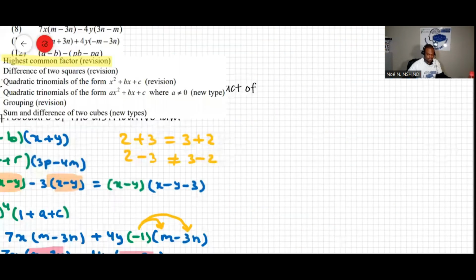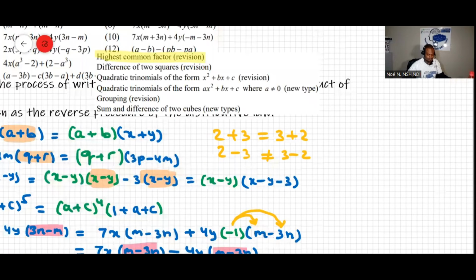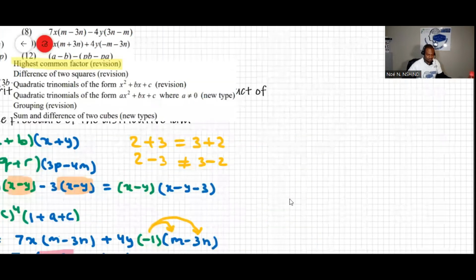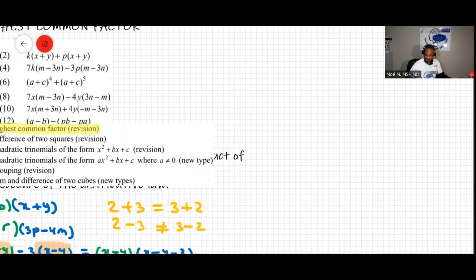Or I can just write it over here. So question 10, that you have 7x, open bracket, m plus 3n, close bracket, plus 4y, open bracket, negative m minus 3n. Okay, we're talking about this question 10.